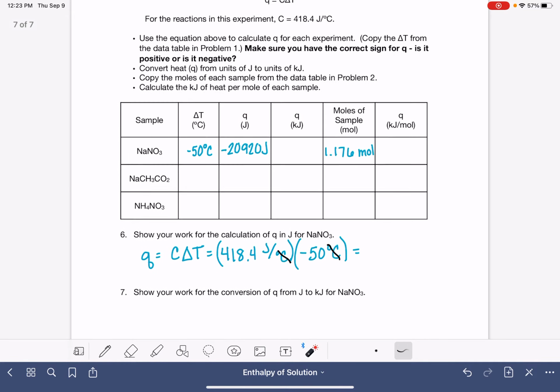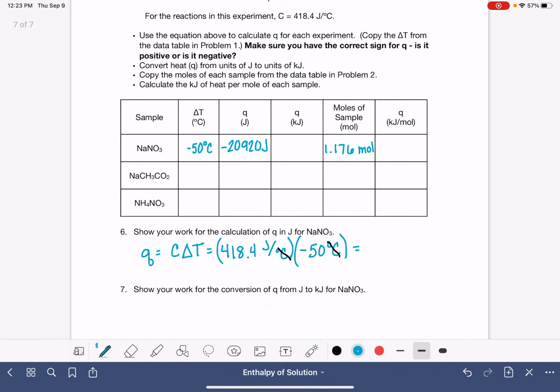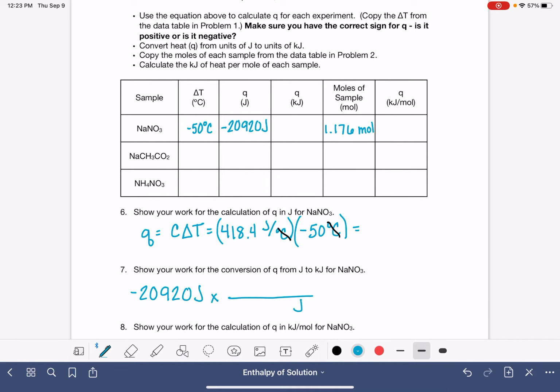Then for the next box, we're just going to simply convert our heat from units of joules to units of kilojoules. We're going to show our work for that in the space down here. So I'm going to take my negative 20,920 joules. I want to multiply by a conversion factor that lets me cancel out joules and convert into kilojoules. Kilo is the prefix for 10 to the third. That means 1 kilo is 10 to the third joules. My joules cancel out. All I'm doing here is dividing by 1,000, and that's going to be negative 20.9, taking it down to 3 sig figs.